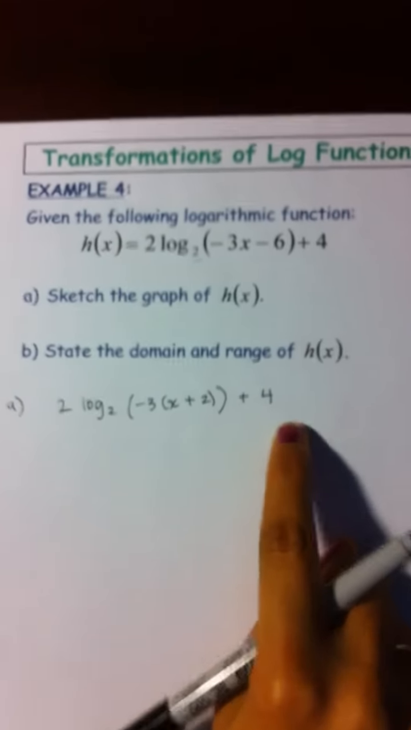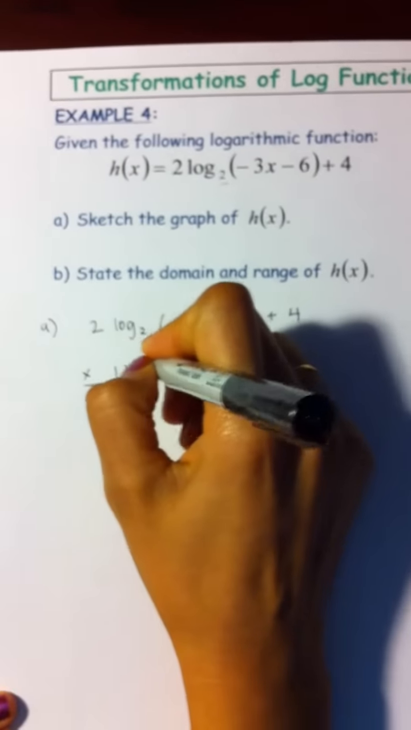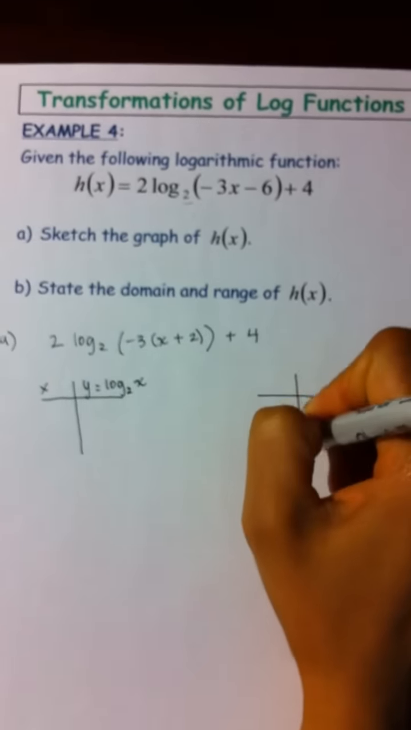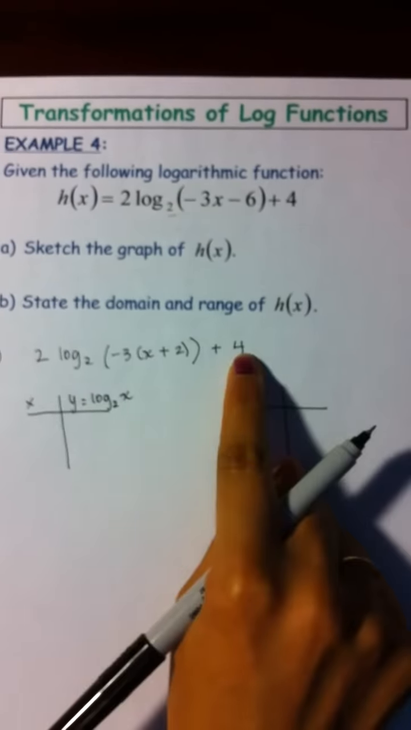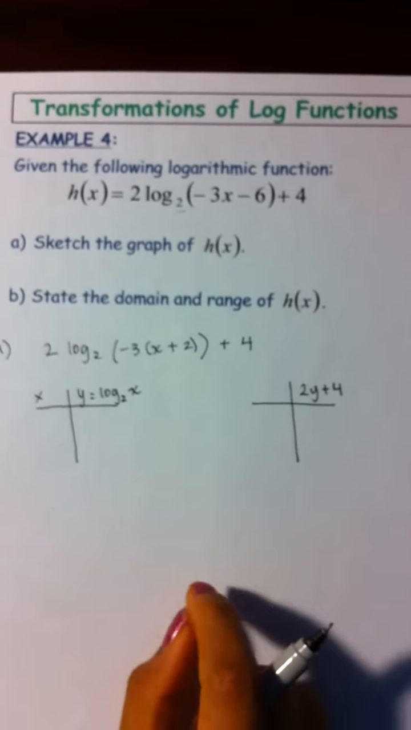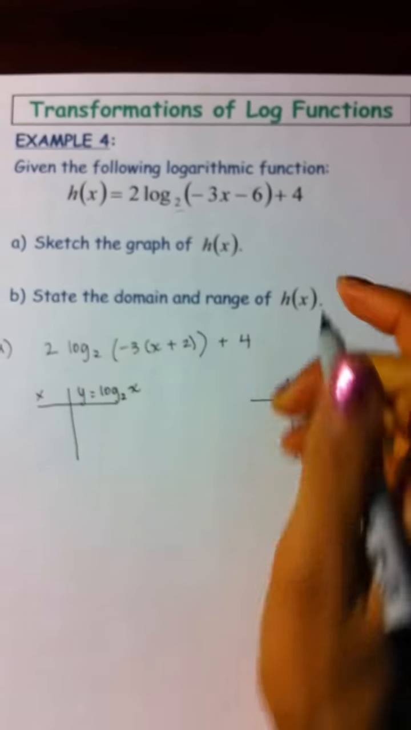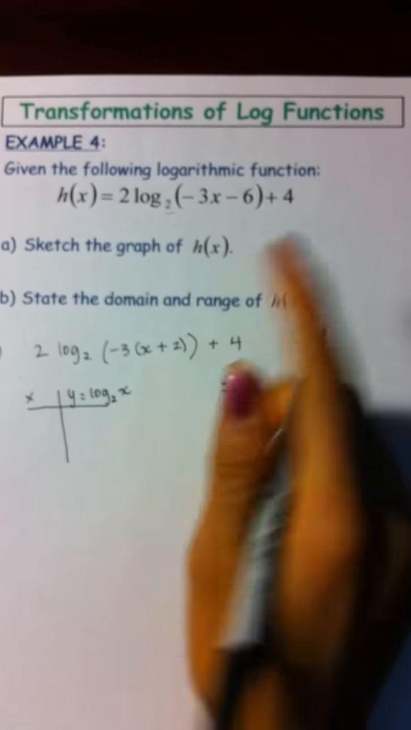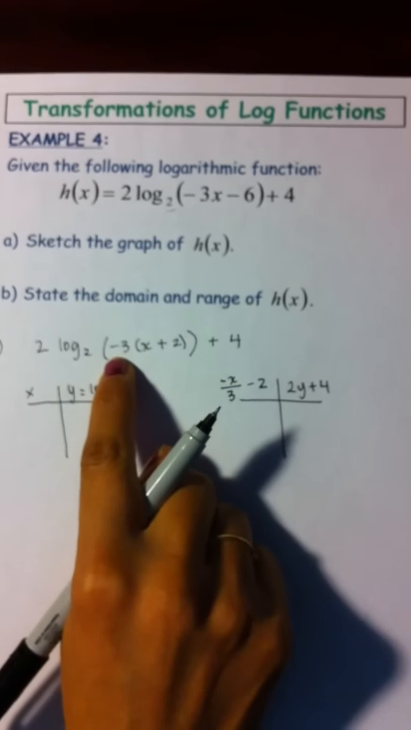Okay, I'm going to make a table of values for my key points. That's x and y. So y here is going to be log base 2 of x, and my transformed key points, as we know the y values are affected by parameters a as well as c, so it's going to be 2y plus 4, and the x values are affected by parameters k as well as d. So this is going to be negative x divided by 3, and then I have a minus 2.